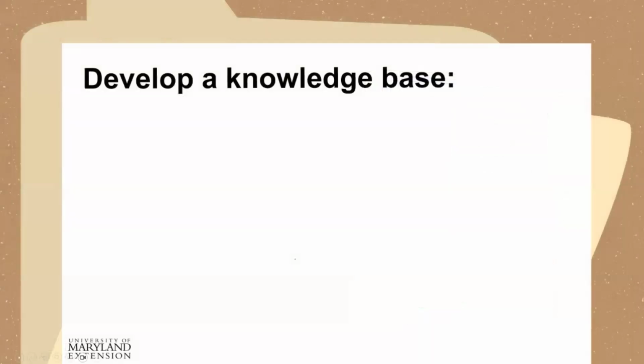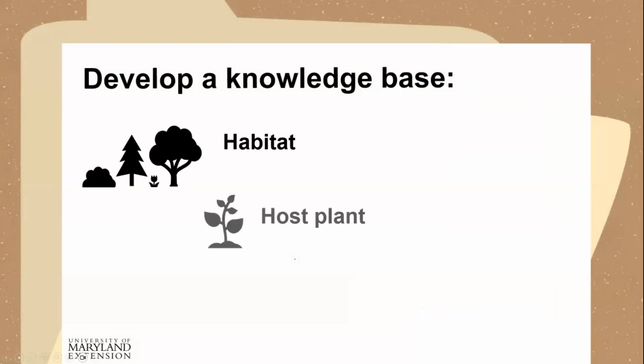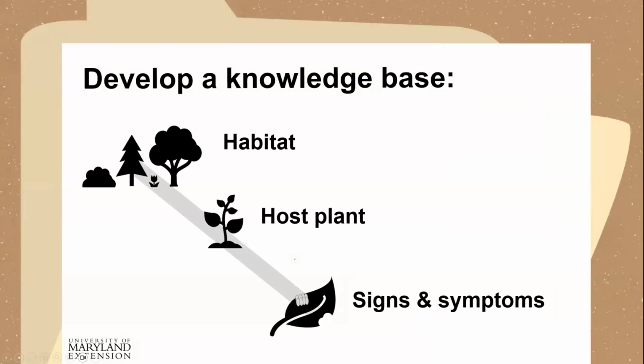Another way we can think about developing a knowledge base is looking at the big picture and narrowing in, or in our minds, narrowing in and zooming out. And so the three perspectives I would say we can look at include the big picture habitat, narrowing in on the plant itself, where we are seeing the plant problem, and then zooming in even further and observing that plant problem.